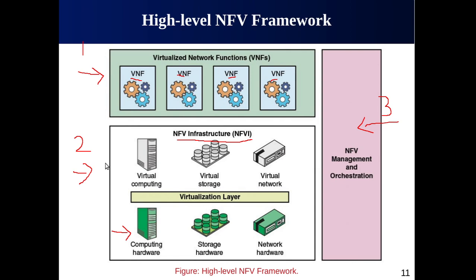That is the second domain. This network function virtualization infrastructure actually performs a virtualization function. And this virtualization function is performed on three main categories of devices in the network environment, and those are compute devices, storage devices, and the network devices. And we need management as well. For that, we have the third domain.